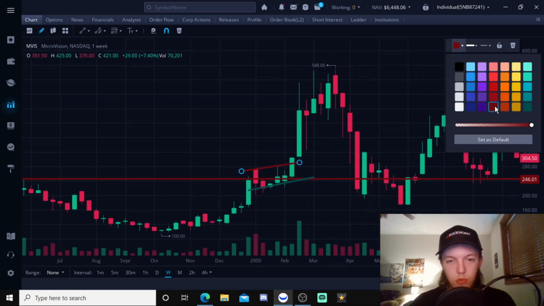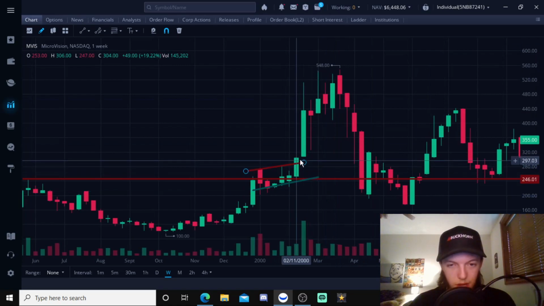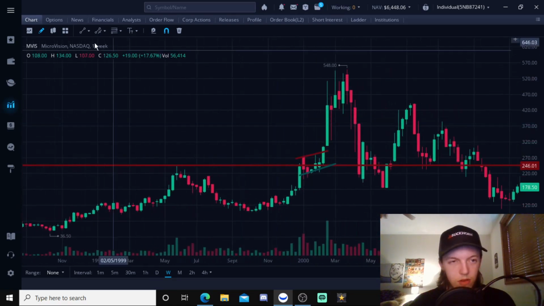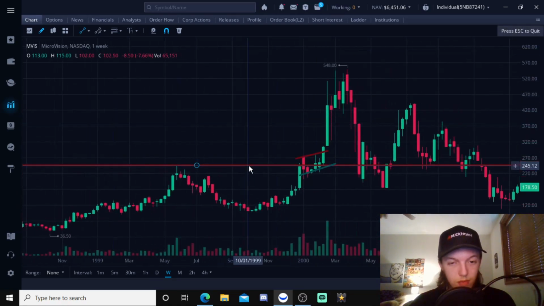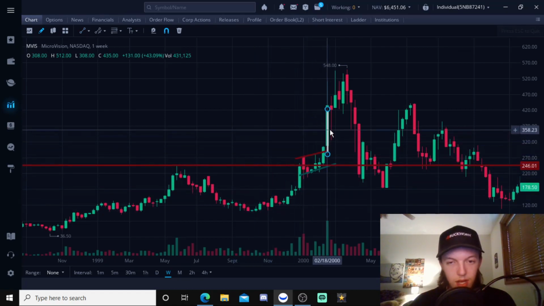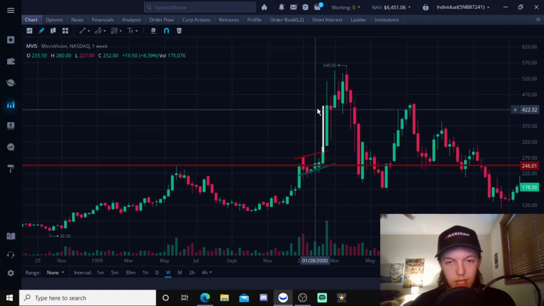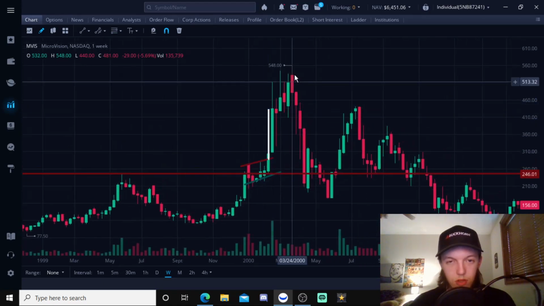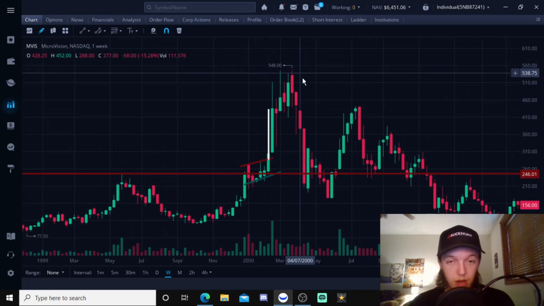So your entry point on this one would technically be right in here. That's when you go in, that's when you open the trade, and then you sell once you hit, if you were doing it the by-the-book way, the price target of about right here. And in this example, obviously, you would get more than a 100% gain, but you would miss out on another fair amount.